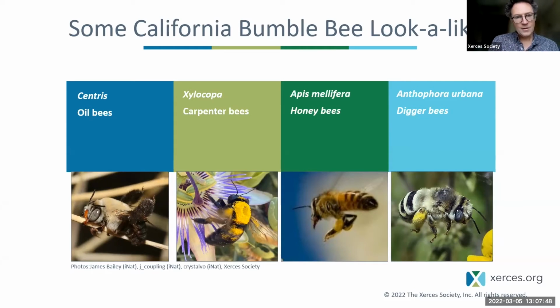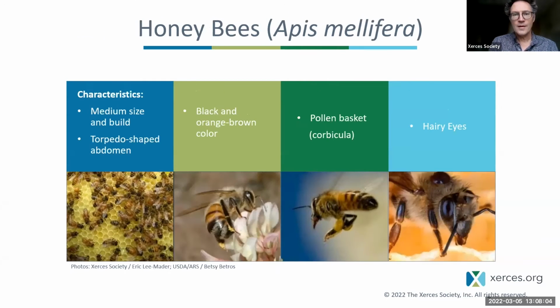They have a brush of hairs for carrying pollen rather than a pollen basket as in the bumblebees. And they're solitary, I think entirely, so they don't have the social structure that we see with bumblebees living in a family unit as they do.